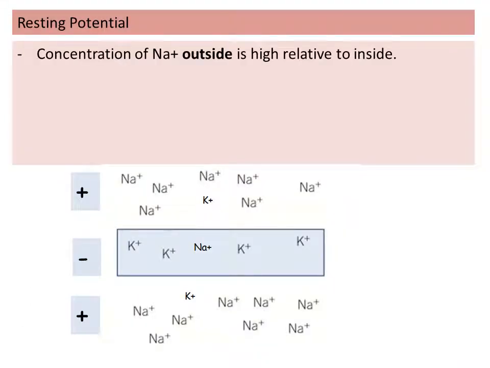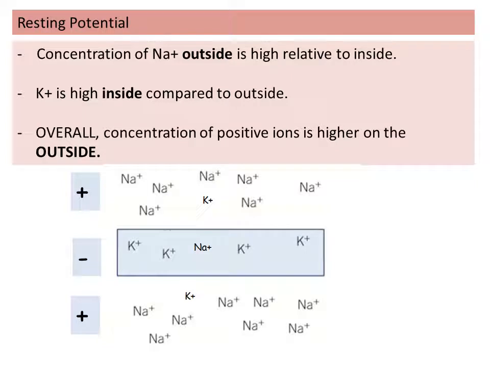So we will have a high concentration of sodium outside the axon, and there is a high concentration of potassium inside, but relatively there's a lot more sodium outside than inside, so we will end up with a difference in charge. This then creates the potential difference across that membrane.